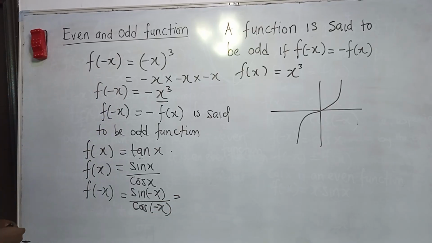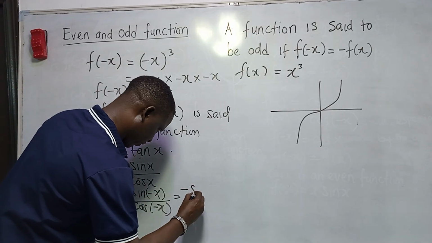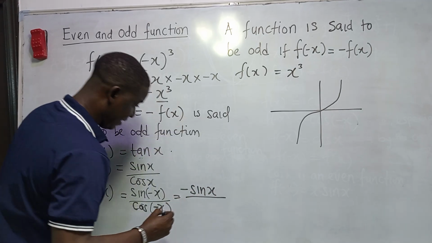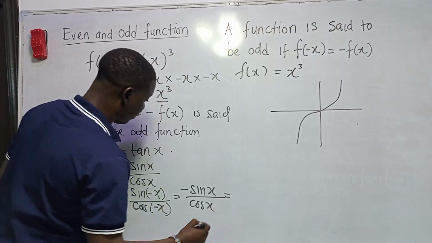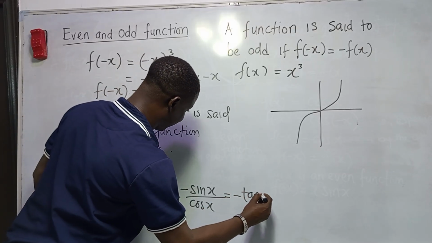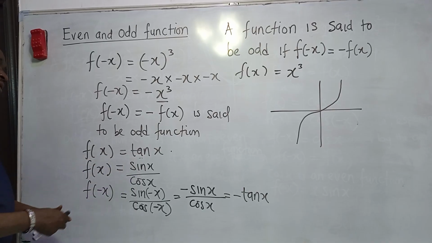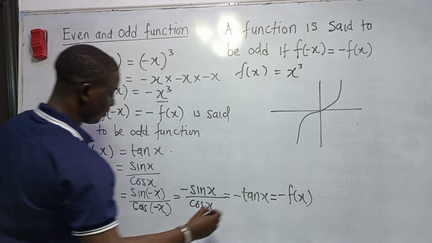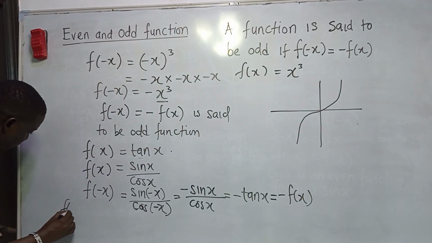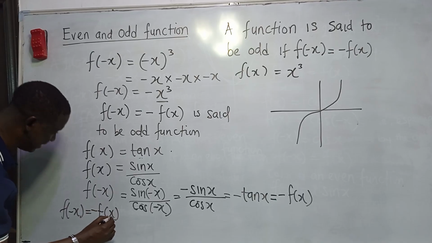Now what I want to have is that this one will produce minus sine x divided by cos x, and at the end of the day I would have minus tan x. Originally we have tan x, so therefore I want to have it as minus f of x. So if f of minus x is equal to minus f of x, what does that indicate?